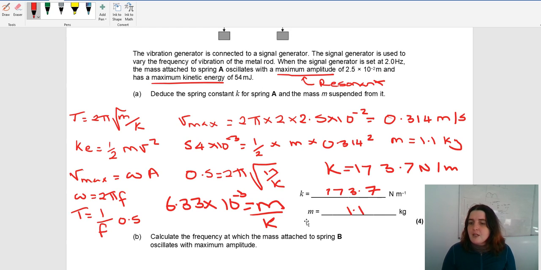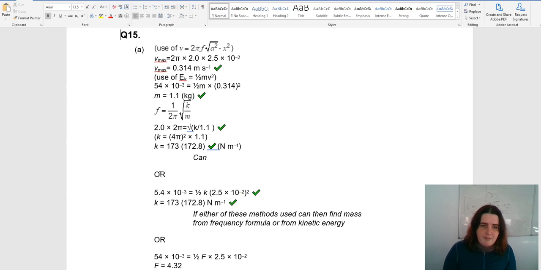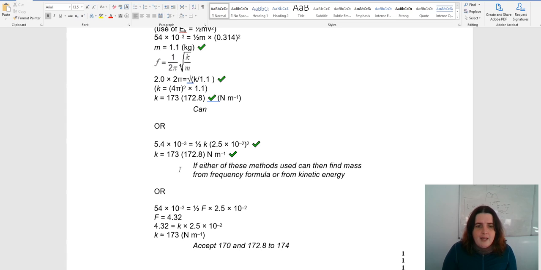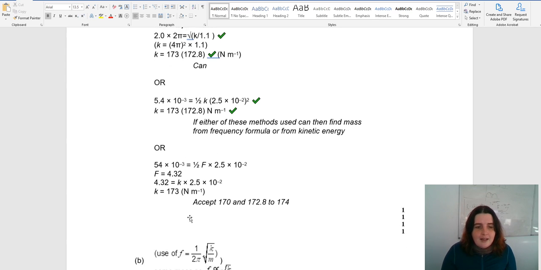Now I'm going to show you the mark schemes, so you can see there are numerous ways to solve this one. This is the method I used, where I worked out my velocity, used that to find m, and then used the formula. You could also have used that if you knew the maximum kinetic energy, that's also the maximum strain energy, so a half Fx or a half kx squared. So you could do that too.